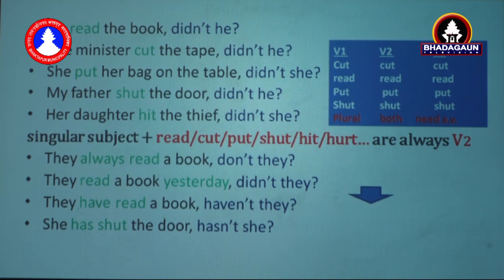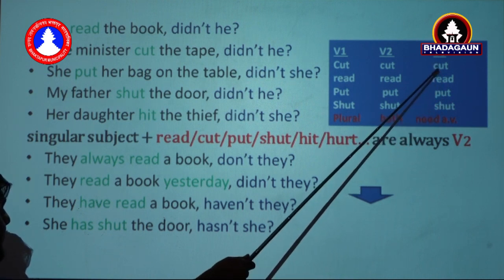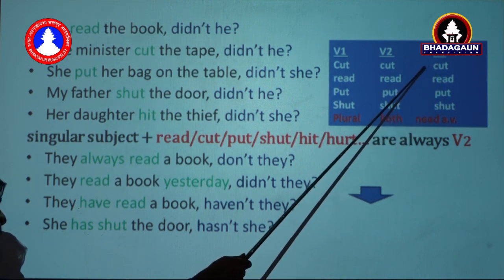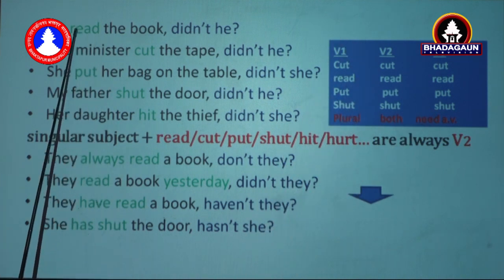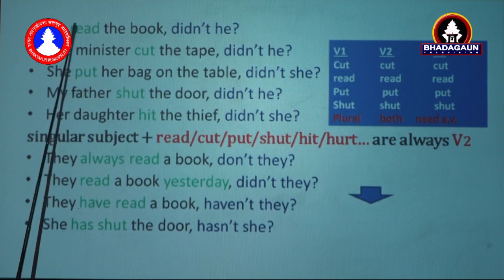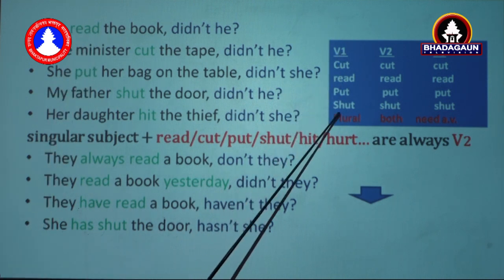In this case, this type of example is frequently asked in your exam. So what you have to do is read, caught, put, shut, hit. One thing you have to know: if they are verb 3, there must be the auxiliary verb have, has, had before these words. If there is have, has, had, that would be verb 3. No have, no has, no had, that's why it cannot be verb 3. Verb 1 is always plural.